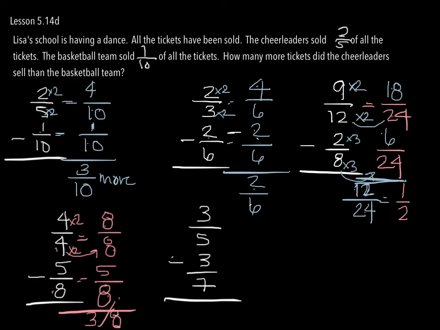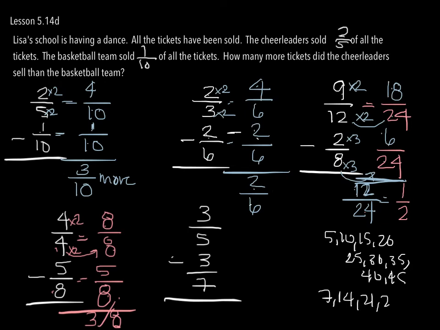Once again, I'm just going to go 5, 10, 15, 20, 25, 30, 35, 40, 45. Now, hopefully we'll find something. 7, 14, 21, 28, 35. Hey, wait. We have 35. That's our LCM, and that's the language we're going to talk in.